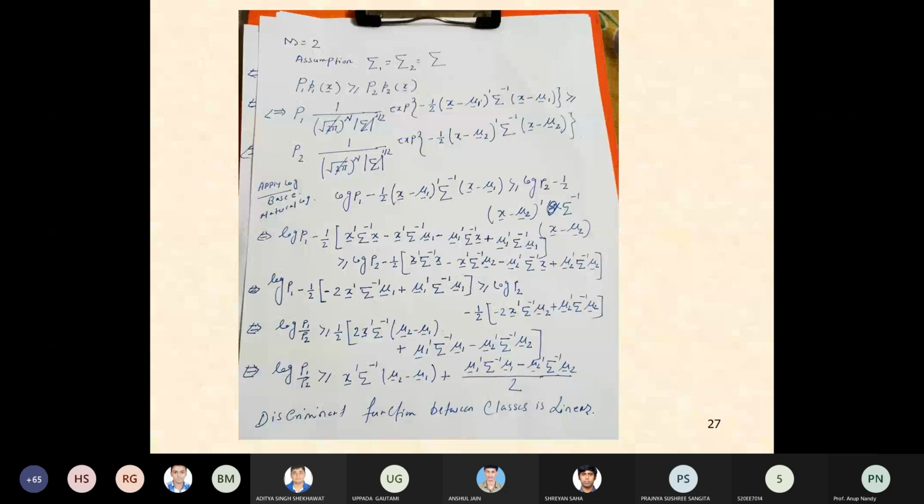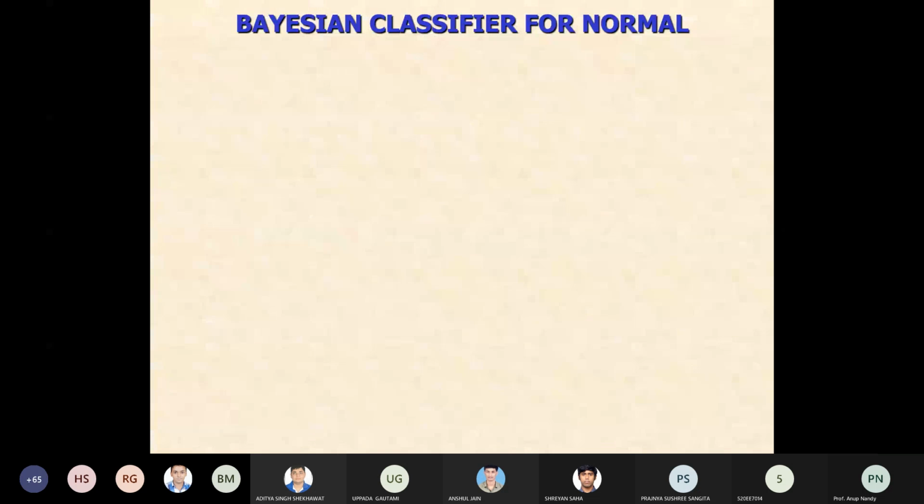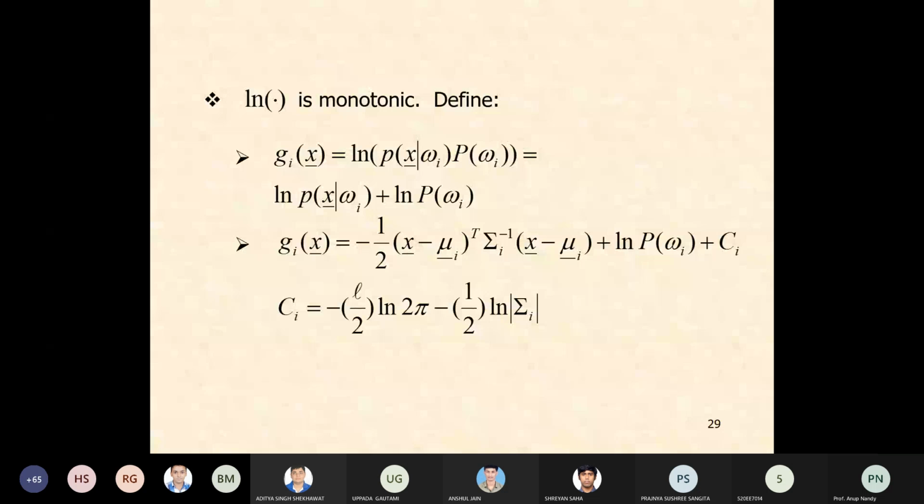If you follow any book, either the Duda Hart book or the Fukunaga book or other books also, you will have this derivation. And whatever I have explained to you is already written there. And another thing is that this type of examples will be given to you. So it is just mathematics.